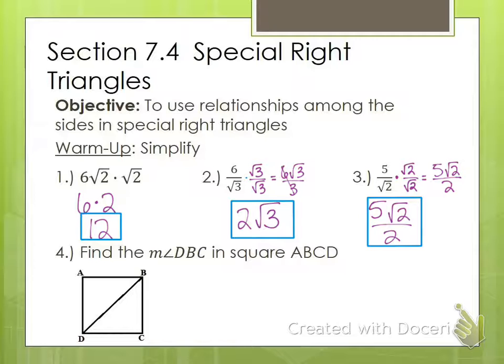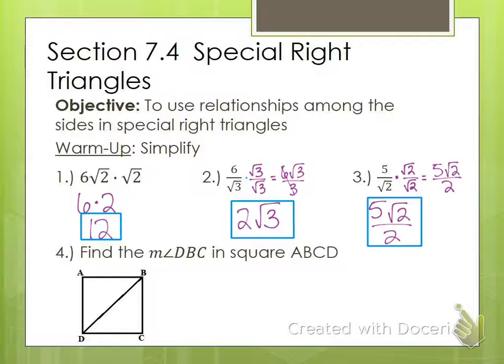The reason these are the warm-ups today is because our special right triangles deal with some radicals in the patterns that we will talk about. So we have to know how to simplify them, how to rationalize them.